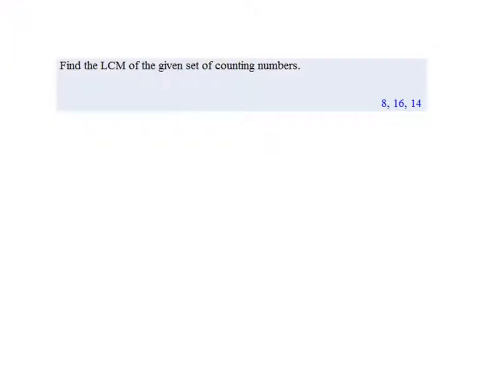Hi there. Let's look at how to find the least common multiple of some numbers that are given to you. Now this ties back to doing a prime factorization. So I'm going to look at these three numbers. I've got an 8, a 16, and a 14, and I'm trying to find the smallest number that is a multiple of all three of those.